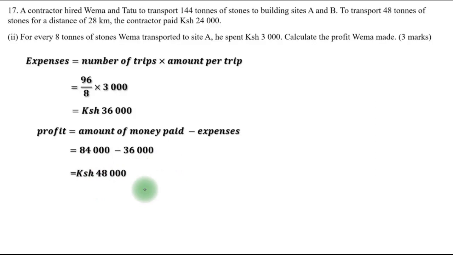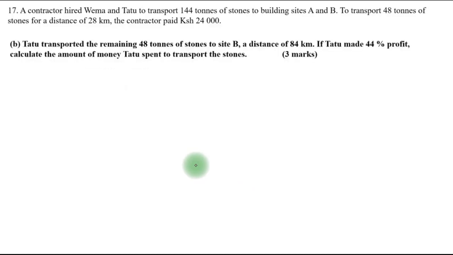Then we get to part B of question 17. Tatu transported the remaining 48 tons of stone to site B, a distance of 84 kilometers. If Tatu made 44% profit, calculate the amount of money Tatu spent to transport the stones. Just to make it clear, we have the site, then tons, distance covered, and also the wages. Initially we saw that 48 tons transported for 28 kilometers, 24,000 shillings is paid.